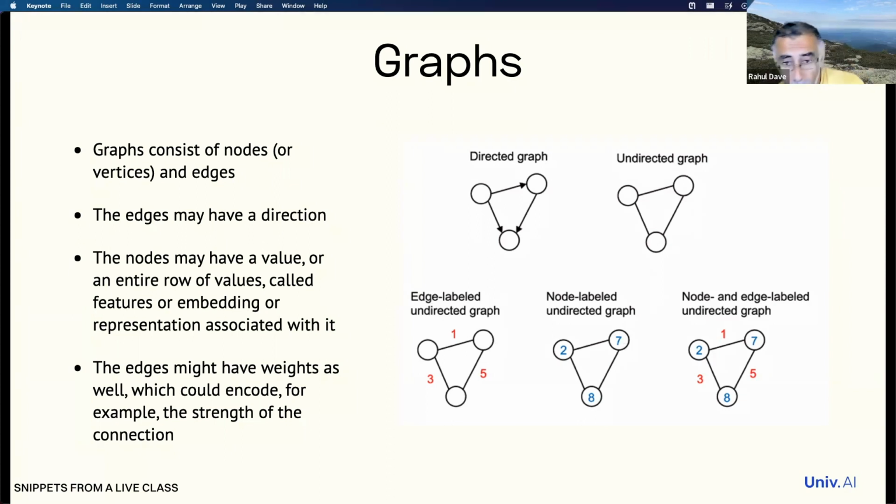It may not just be one number, right? It may be a huge number of numbers: height, weight, black belt, and all of these kinds of things. You may want to attach all that, an entire row of a table of information, to that node if you wanted to. And then you could combine these two, and you might have labels on edges as well as nodes, right? So these are the different possibilities of the kind of graphs you might actually encounter.